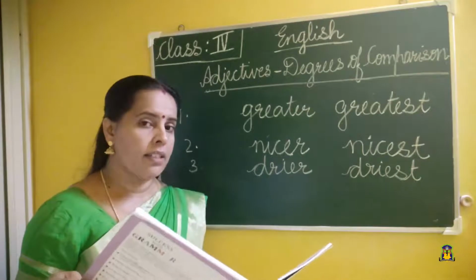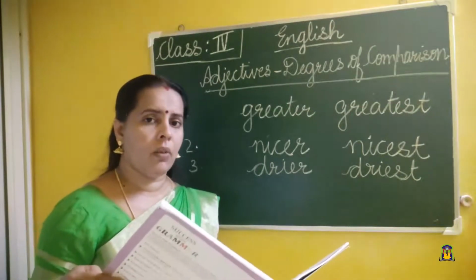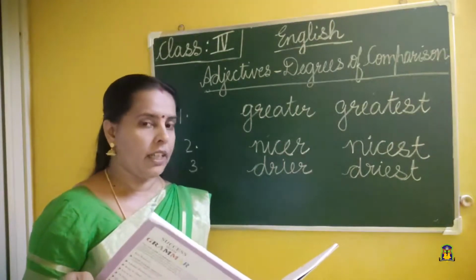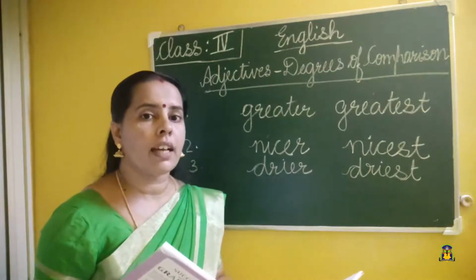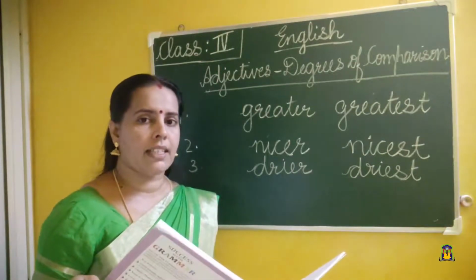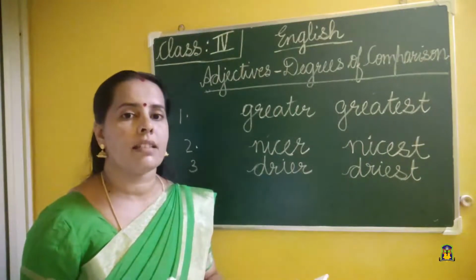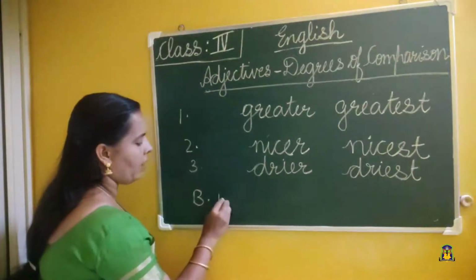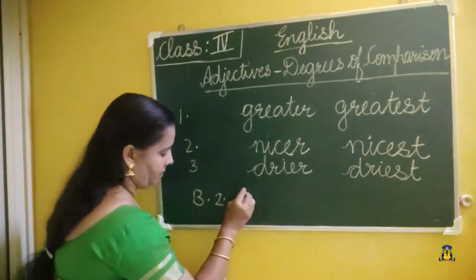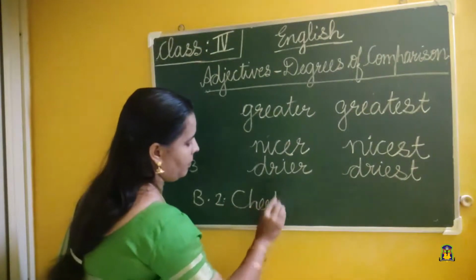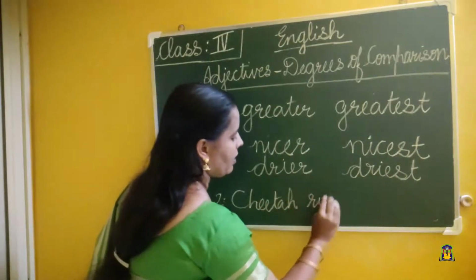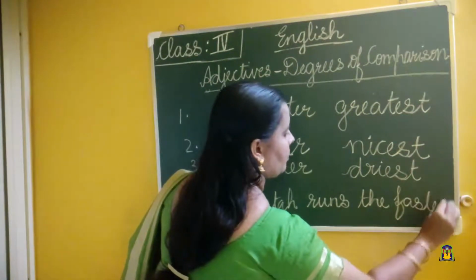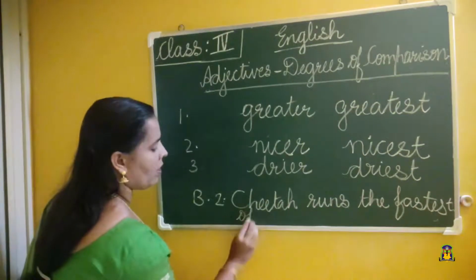Okay. Now second one. Cheetah runs faster than many other animals. What will be the answer? Faster. What is the superlative form? Cheetah runs the fastest of all. Okay, that is the answer. Cheetah runs the fastest of all.